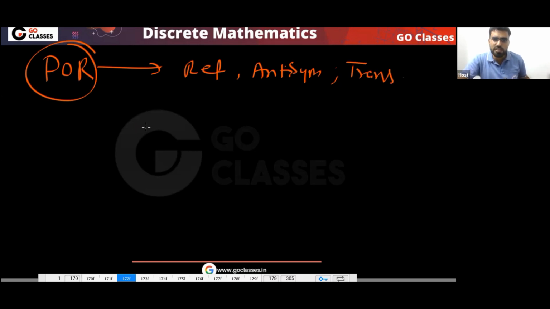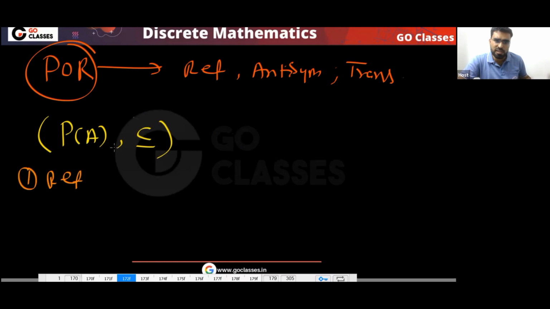Tell me, this subset relation on the power set of A, is this reflexive? Yes, definitely it is reflexive, because every set is a subset of itself.